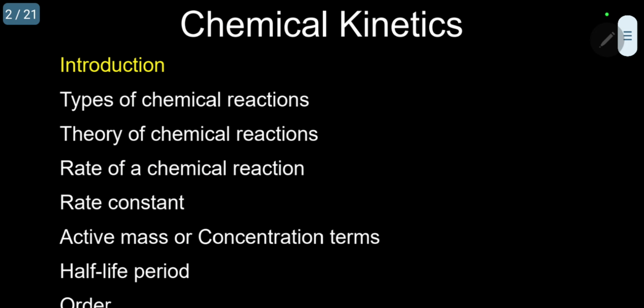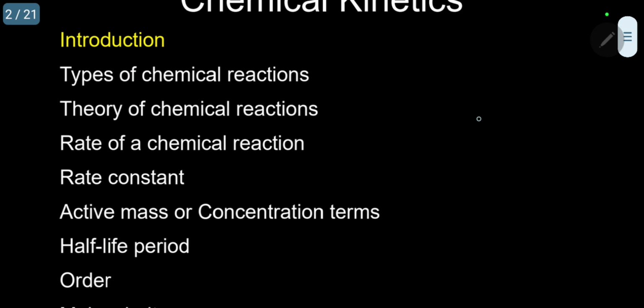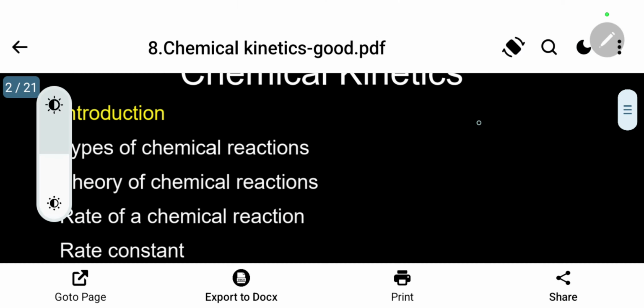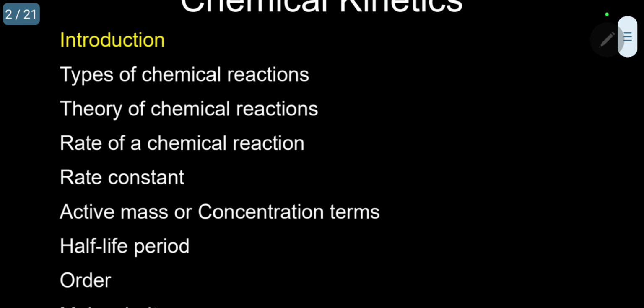So before answering NEET questions in chemical kinetics, what are the chapters you have to memorize? One, the types of chemical reaction: forward, backward, reverse, all these types you must know. Then theory of chemical reaction. There are two types of theory: one is collision theory and the other is transition state theory. Under the collision theory, we have different types: unimolecular, bimolecular, or trimolecular, etc.